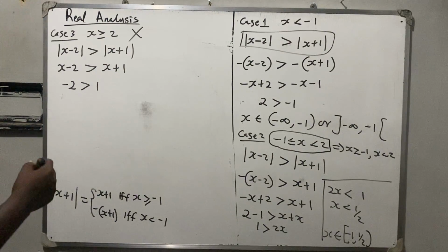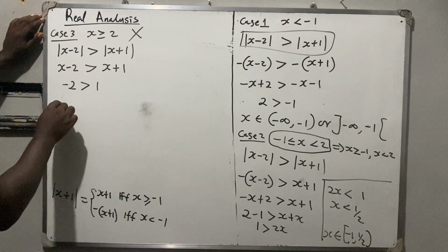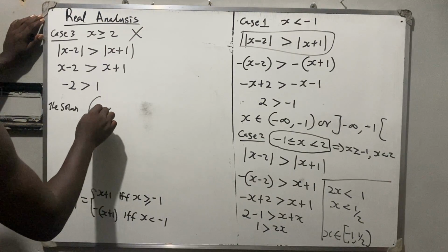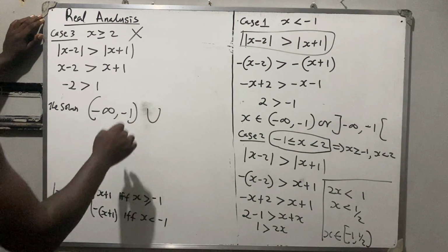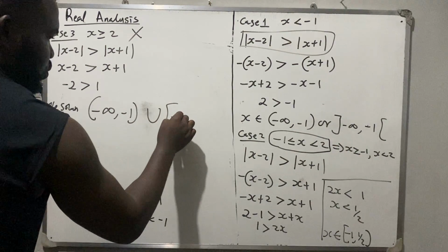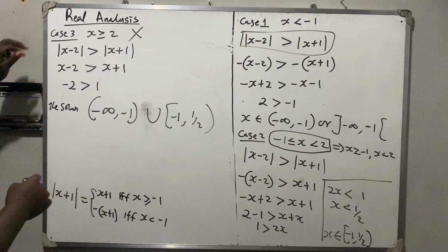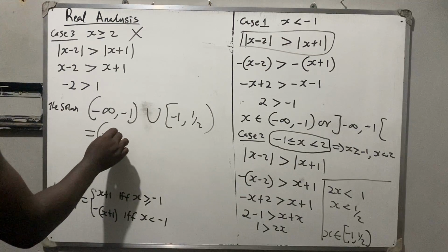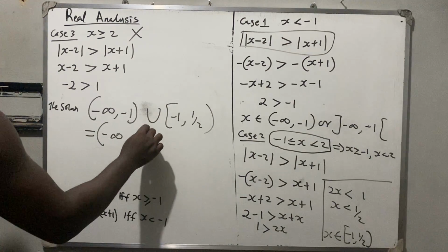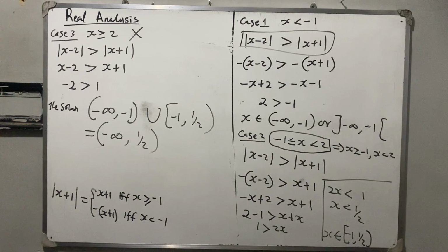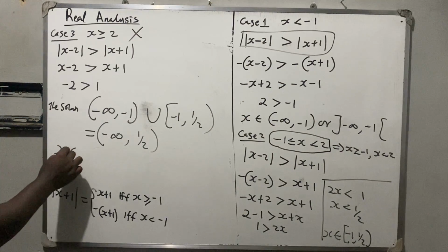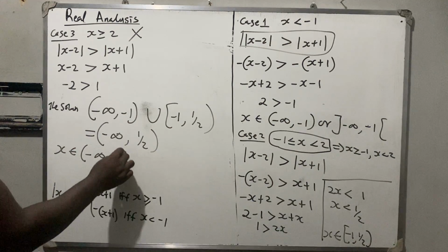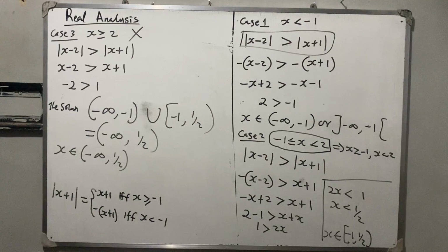We have to get the union of case 1 and case 2. So the solution becomes, for case 1, we have minus infinity comma minus 1, union, for case 2, minus 1 comma half. So if you have this, you see that the union of this is just from here to here. So this is equal to what? Open bracket of negative infinity comma half. You will still open the bracket. So the answer here is that x is an element of open bracket of minus infinity comma half. So that is the solution for the first method.